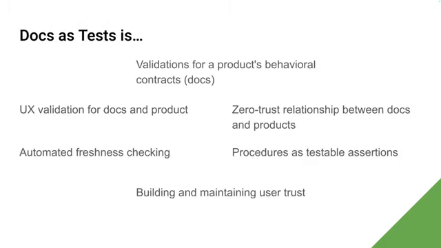Now, if you need help framing this in a few different ways, you can think of docs as tests as a way to validate the behavior contracts for a product that you establish with documentation. It's a way to validate a product's UX or establish a zero trust relationship between the docs and the product, or just treating procedures as testable assertions. You can validate that that procedure works exactly as written. If you do freshness checking, this is a way of automating it.